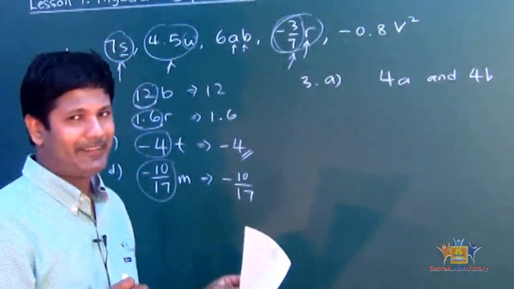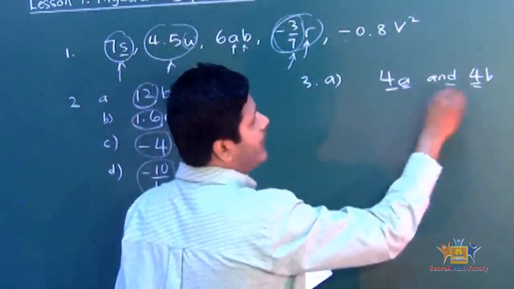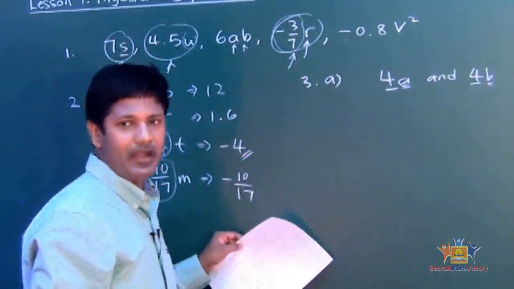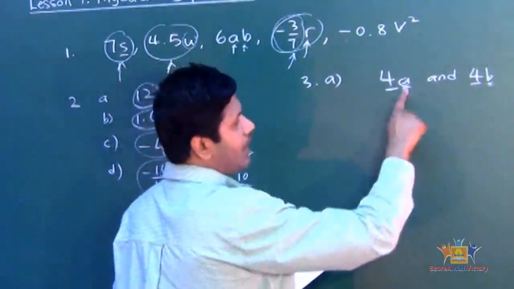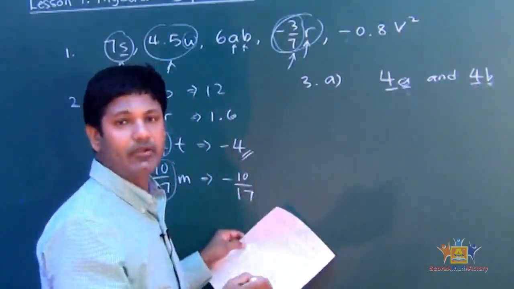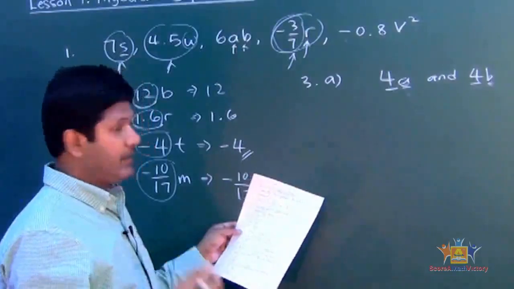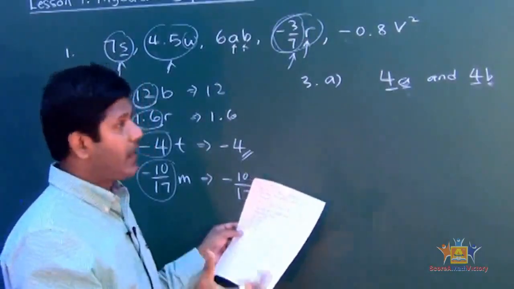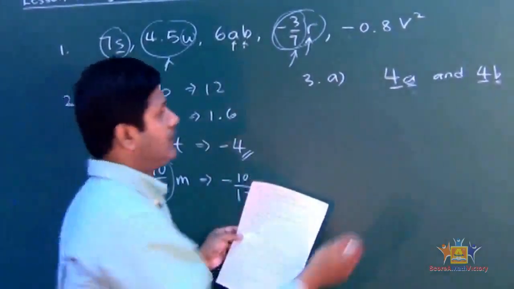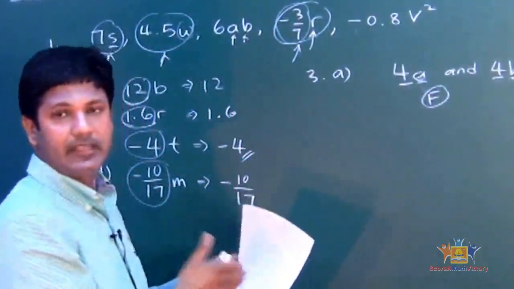What is it? Do we decide by the coefficient or by the unknown? Very good, it's by the unknown. They're not the same. A and B are two different terms, so they're not like terms. In other words, they're unlike terms. In this case, they said 4a and 4b are like terms. That means it's false. Alright, false.